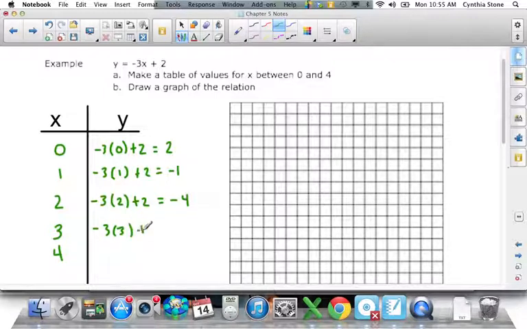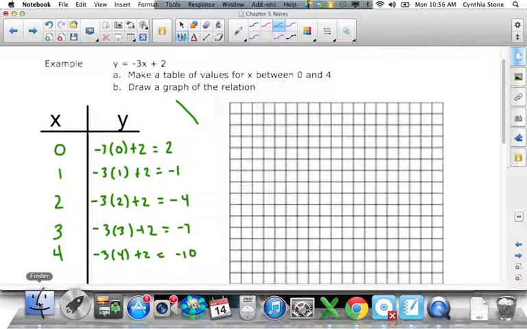Now this is going to be interesting because it looks like, and I guess it makes sense, it's a negative slope, negative 3x. So the numbers are getting more negative. So it kind of gives me an idea what my graph's going to look like. Minus 9 plus 2 is minus 7. And minus 3 times 4. Okay? And so that just shows me that the graph is going to look something like this. That's a negative slope because the numbers are getting more negative as the x's get more positive.